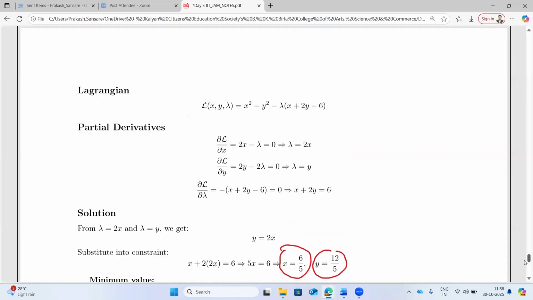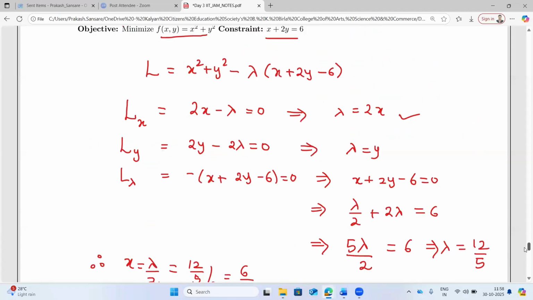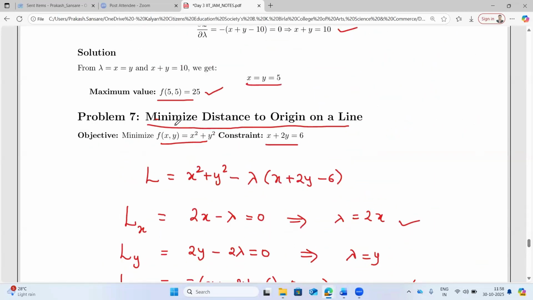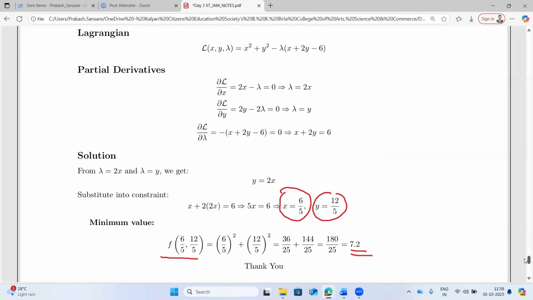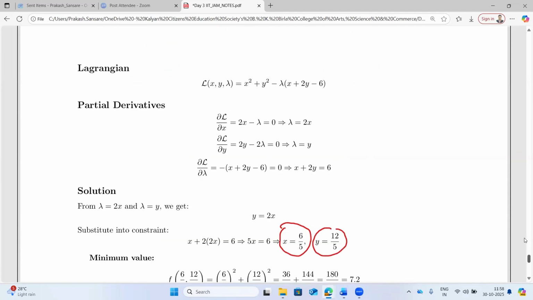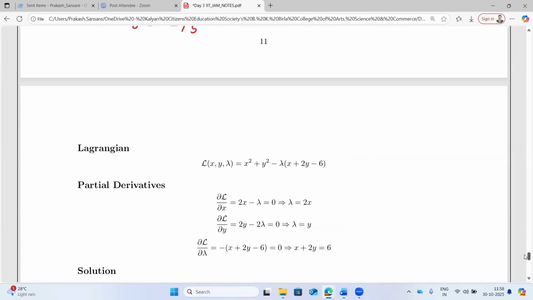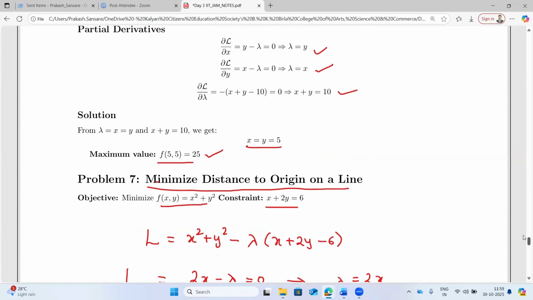So with this constraint, we could find the minimum distance to origin on a line, that is basically 7.2. So this is how the Lagrange multiplier works. Of course, here I have taken only one constraint. One may have more than one constraint. So in that case, how to solve? For example, I may have two constraints, g1 of x comma y is equal to 0, and similarly g2 of x comma y is equal to 0.